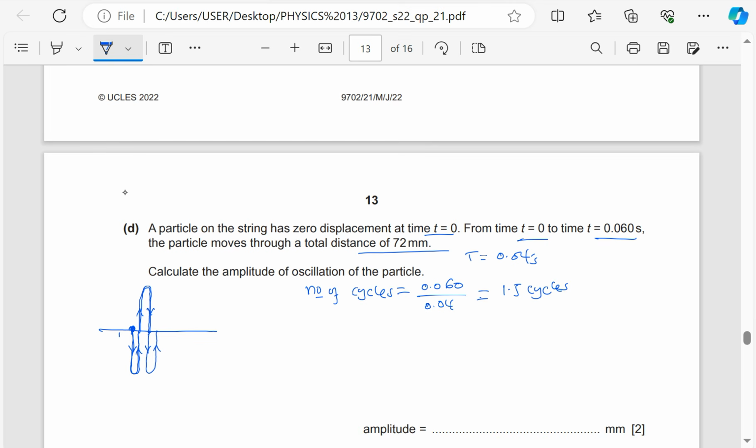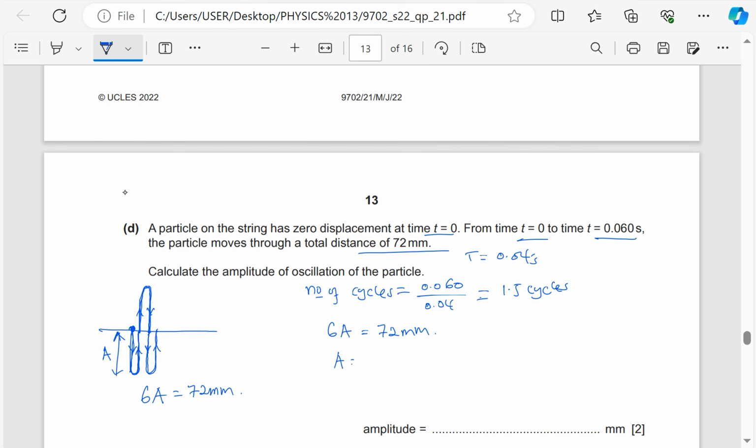Remember, the amplitude is this vertical distance here. How many times does it cover this amplitude? It has 1 downwards, 2 downwards, 3 upwards, 4, 5, and 6. So 6 times the amplitude should be equal to 72 millimeters, because the total distance the particle moves through is 72 millimeters.